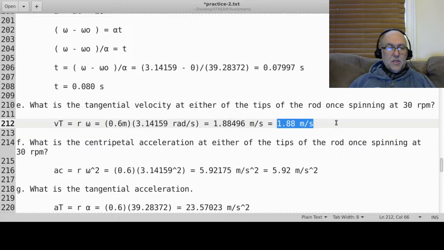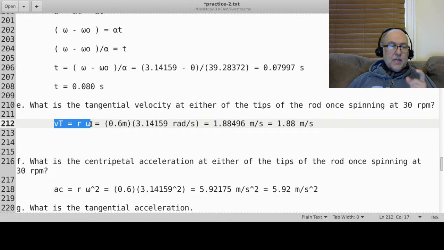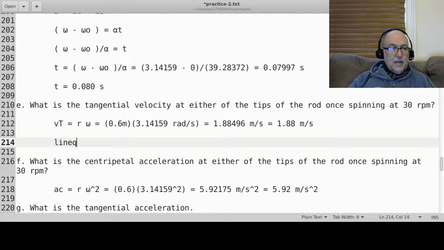But back to this formula here. This formula here, there's actually three of them, and they all look like this. Linear quantity. Let's just say linear is equal to R times the angular quantity. So whatever the linear quantity is, whether it be the velocity or acceleration or even a length, you just take the equivalent angular quantity, multiply it by r, and you get the linear quantity that corresponds to it.